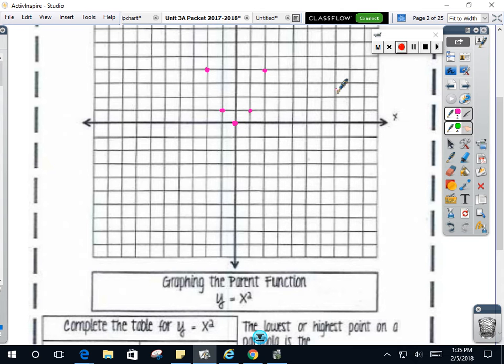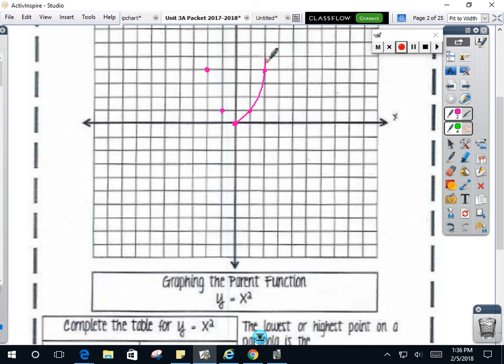Okay, and so see how when you had negative 1 squared, it was 1, and positive 1 squared was 1? Okay, those points are in the same place but on opposite sides. Same thing when you did negative 2 squared, you got positive 4. And when you put in positive 2 squared, you got positive 4. And it makes a U-shaped graph called a parabola.